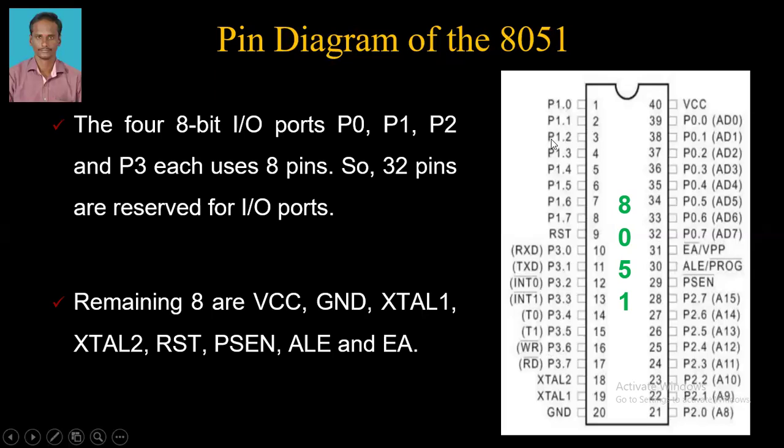Because the previous P1, P3, P2 are named in the order 0 to 7, 0 to 7, 0 to 7. Only port 0 is in reverse order from 32 to 39, so the port numbering will be 7 to 0. This port 0 helps you transfer address or data. And P2 helps you transfer only address. P3 is multifunctional. P1 is for transferring data.